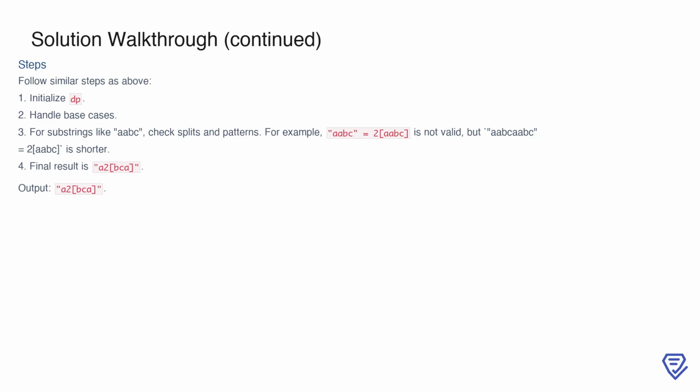For length 8, take the substring s[0:8] equals aabcaabc. Here, we recognize that the pattern aabc repeats twice, allowing us to encode it as 2[aabc]. This is stored as the optimal result in dp[0][7]. Finally, for the full string s[0:9] equals aabcaabcd, no further encoding is possible, so the output remains aabcaabcd.